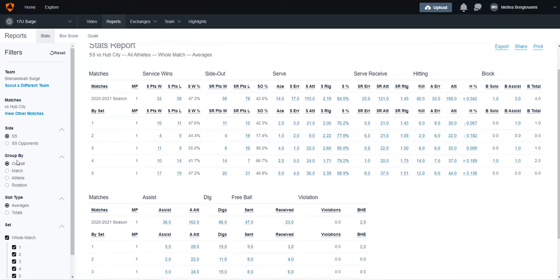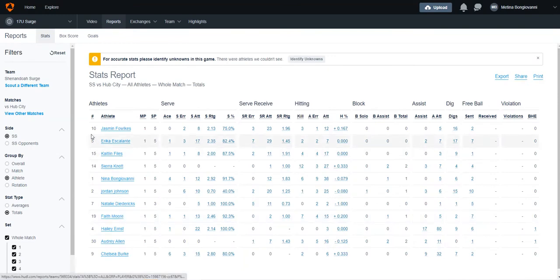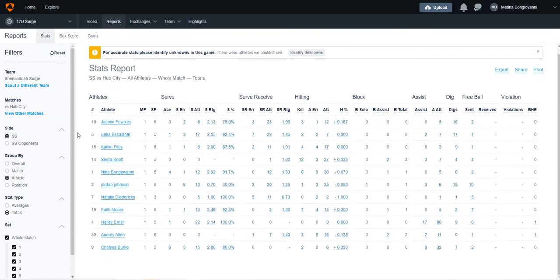By match, we only have the one match, so these are all the set scores, service wins, side out, serves, and everything that corresponds to that match. By athlete is usually what interests athletes and their parents the most. This gives you a good idea of how well your player did in that particular match, or you can do overall if you've got several matches for a tournament, half season, full season, however you want to sort it, and you would do that by adding other matches.